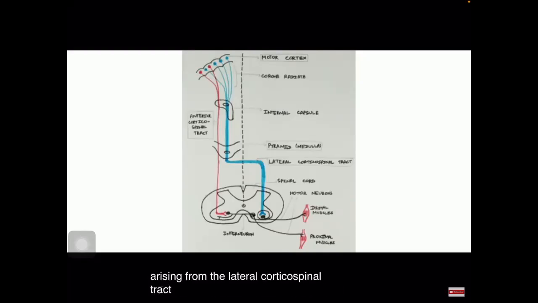Here you can see that the motor neuron arising from the lateral corticospinal tract supplies the distal muscles, whereas the motor neuron arising from the anterior corticospinal tract supplies proximal muscles. You can note that the blue tract is marked thicker compared to the red tract. Why is that? That's because about 80% of the corticospinal tract decussates to the other side, and that tract is the lateral corticospinal tract. The lateral corticospinal tract includes about 80% of the corticospinal tract fibers, whereas the anterior corticospinal tract includes only 20%.